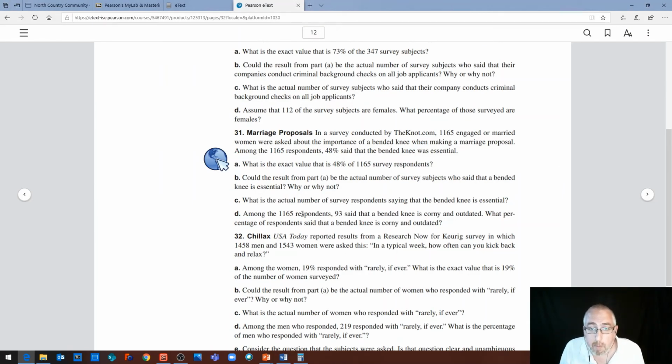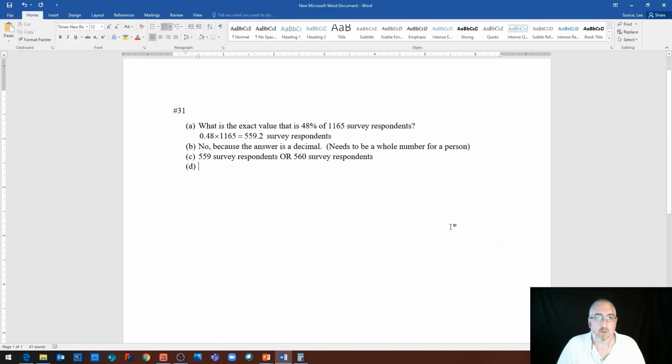Part D, among the 1,165 respondents, 93 said that the bended knee is corny and outdated. What percentage of respondents said that the bended knee is corny and outdated? So now we're going the other direction. So we know how to get rid of a percent. We got to change it to a decimal, and then we can multiply it. So if we're going to do the opposite, what do you think we're going to need to do? Instead of move the decimal point and multiply, we're going to do the opposite. So we're going to divide and move the decimal point the other way. So that's what we're going to have to do next.